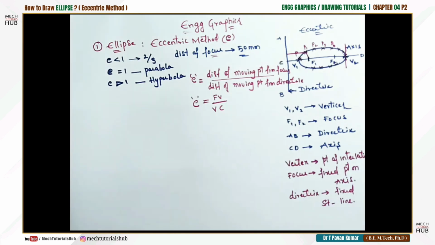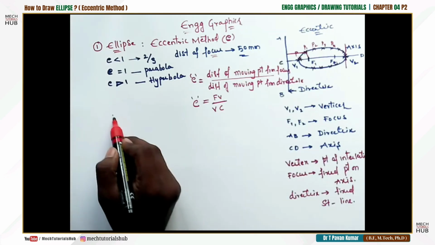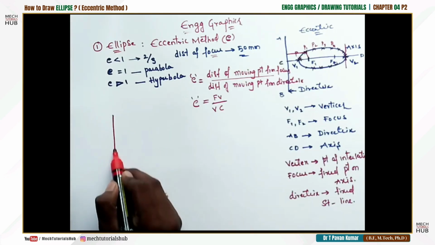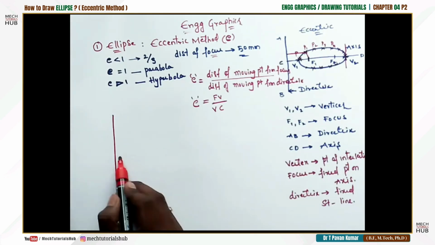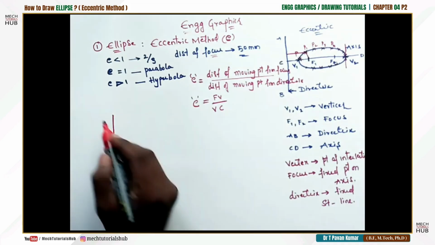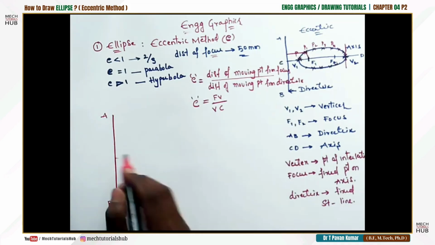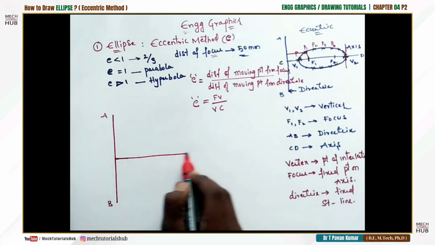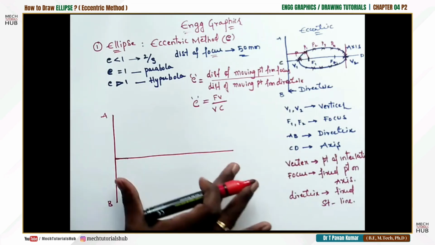Let us move on to actually drawing an ellipse by the eccentricity method. Now I'll consider this directrix, I'll draw it a bit bigger. This is going to be the directrix. Then from the middle, this distance is not defined actually. Let us call this AB, and from here the axis line, some infinite distance. Let us name this also.